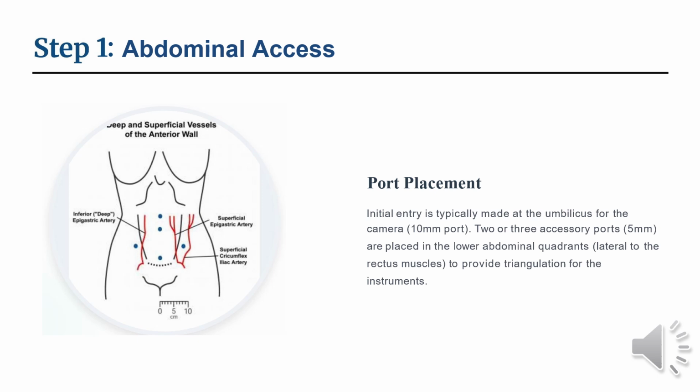The first step involves making an incision at the umbilicus to insert the camera port. Additional smaller ports are placed for instruments, ensuring proper triangulation to access the ovarian cyst effectively.